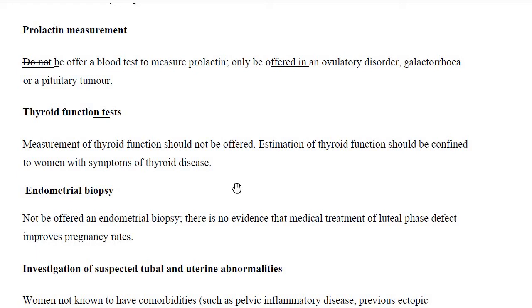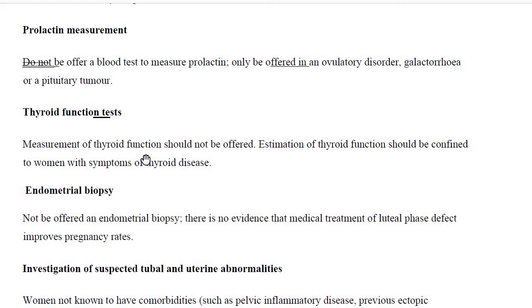So the prolactin measurement. We should not be offering the blood test to measure serum prolactin routinely. But if you are suspecting that she has some ovulatory disorder, she has some galactorrhea, or she has some tumor, then we need to check the prolactin level. It is not part of the routine checkup.